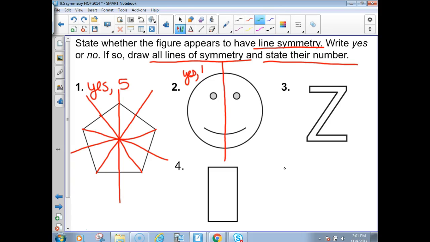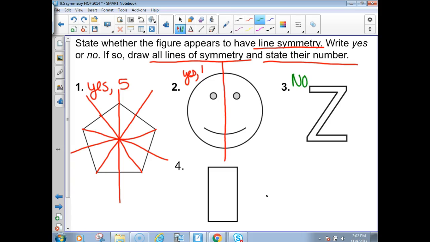How about Z? Where can you chop it and make it fold so that it lines up to itself? Because I heard some people say yes. If I draw a line like that, will this go onto the same thing on the other side? No. Does anybody think there's a way you can cut it? Can you show me one? You can't do it. This one's a no. There is no line of symmetry for this figure.